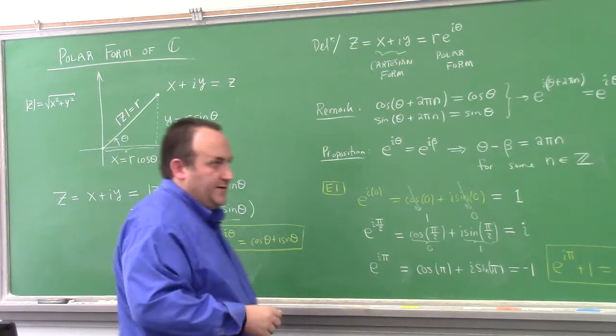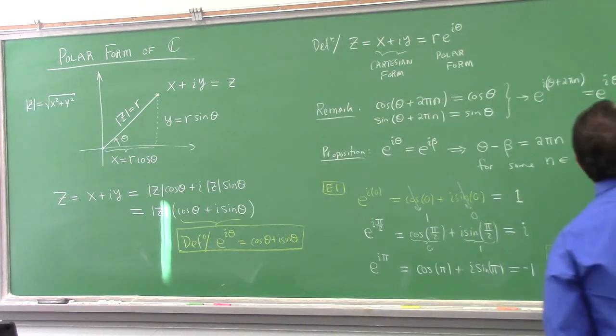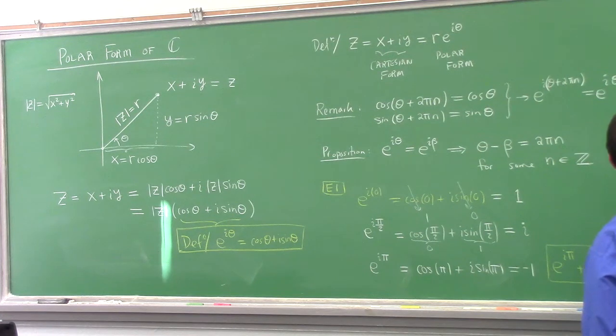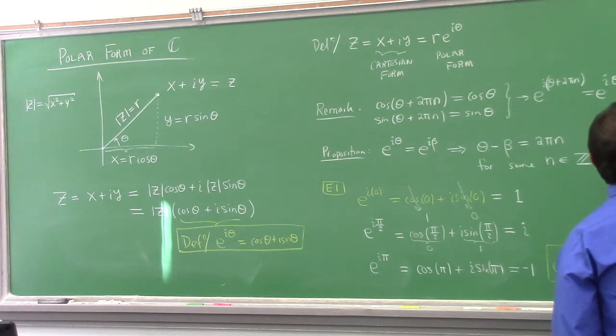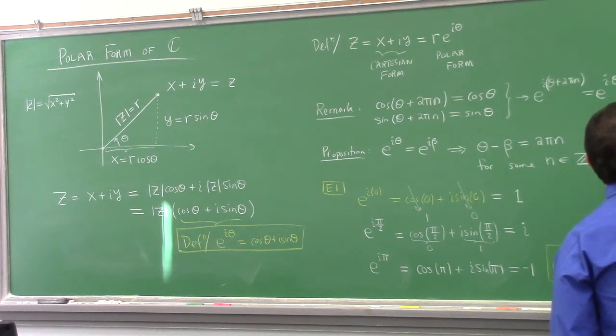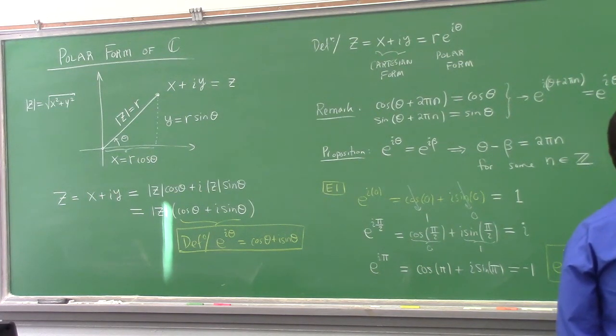So what are the properties of the imaginary exponential? Number one, as I mentioned in example 1, e to the 0 is equal to 1. That's an important one to notice. Number two, if we have e to the i theta times e to the i beta, it's equal to what?